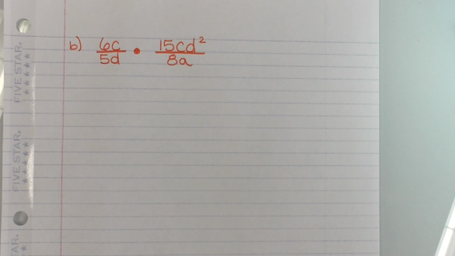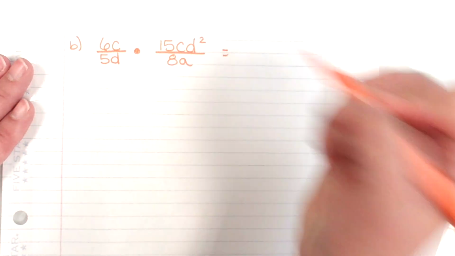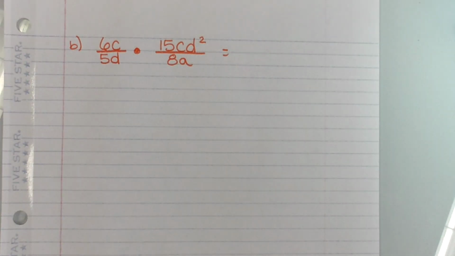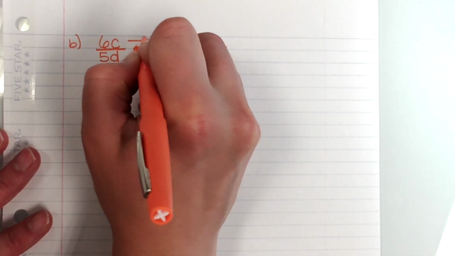If you want to cross simplify, you can. I honestly tend to do that more on the bigger problems, but hey, that's up to you. If you notice something simplifies here, go for it. Yes, there's plenty that does. Okay, but for now, I'm just going to multiply straight across.